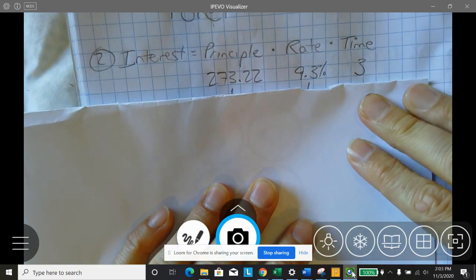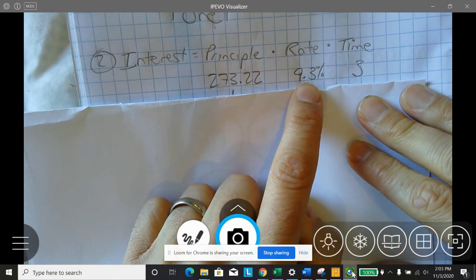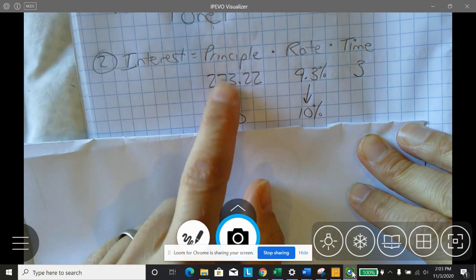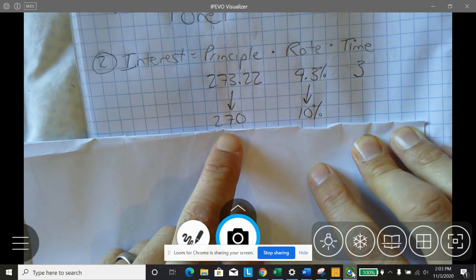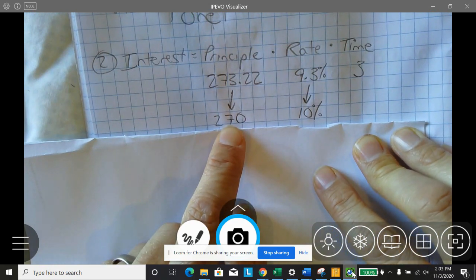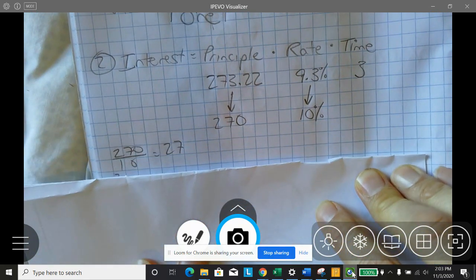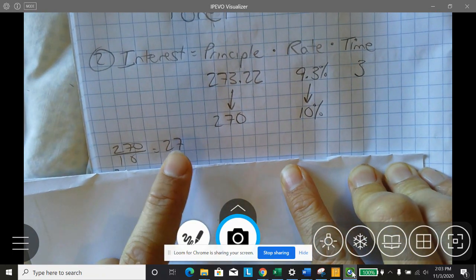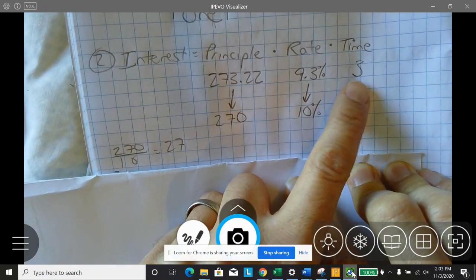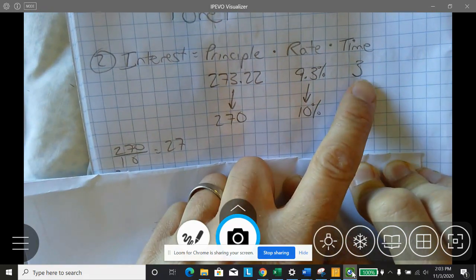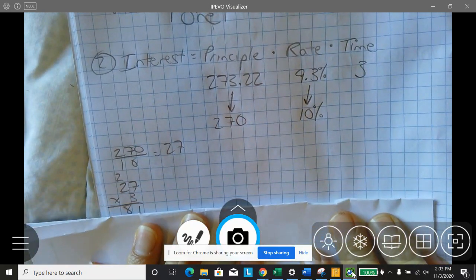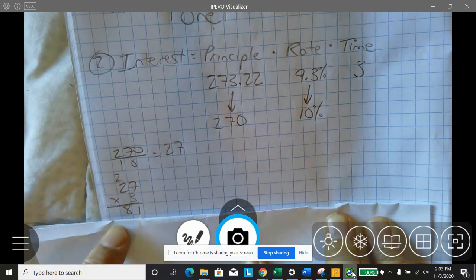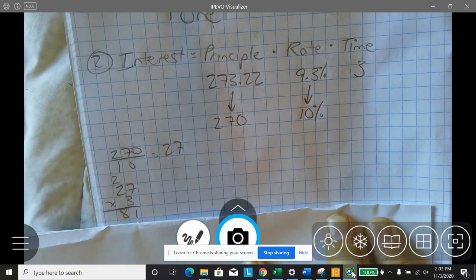This is how you calculate it. First, we're going to estimate. So I know that 9.3%, I'm going to make 10%. And 10% is easy, I just divide by 10. So a number that's easily divisible by 10 and close to $273.22 is $270. So the first thing I want to do is figure out what is 10% of $270. Well, 270 divided by 10 is just $27. But now I have to pay that every month because I'm not paying it back for 3 months. So I then have to multiply 27 times 3. 3 times 7 is 21, carry the 2. 3 times 2 is 6, plus 2 is 8. So now I owe $81 extra dollars.